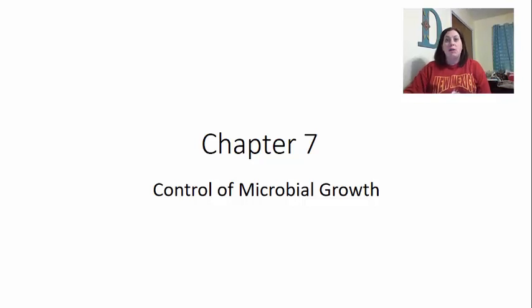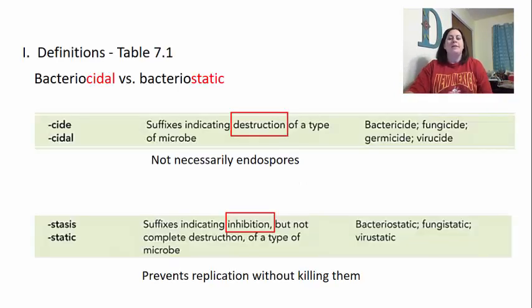All right, in Chapter 7, we're going to look at the control of microbial growth. In Chapter 6, we talked about the requirements of microbial growth. Now we're going to look at how we can control it. So some definitions that we need to know are bactericidal versus bacteriostatic. Anytime you add "cide" or "cidal" to the end, this is a suffix that indicates destruction of a type of microbe. Okay, so when we say bactericide, it's going to kill bacteria, fungicide kills fungus, and so on.